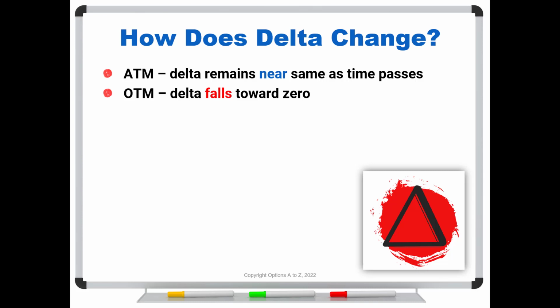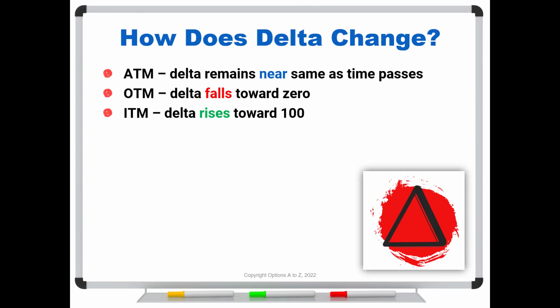For an in-the-money option, it's just the opposite. Your delta rises towards 1.0 or towards 100. So it's going to start with a higher number than a half because it's in the money, and it's only going to become a higher and higher delta as time passes. Again, that's assuming that the stock price stays the same. That's what it means whenever we say, what's the effect of time? We're just letting time move. We're keeping everything else the same.